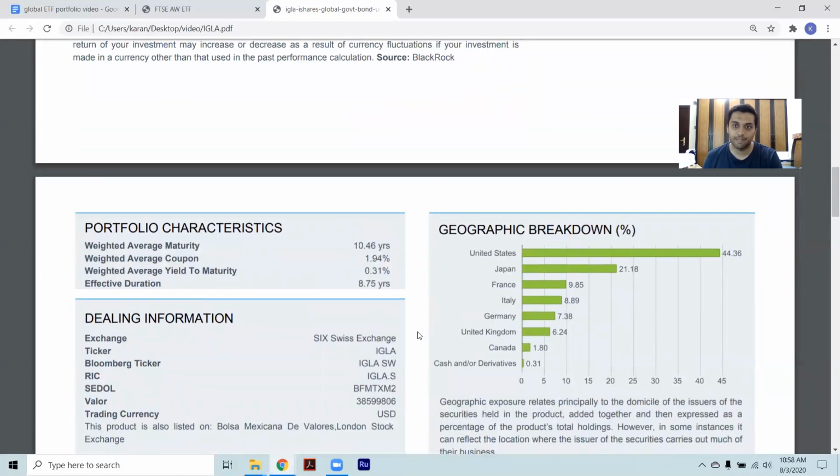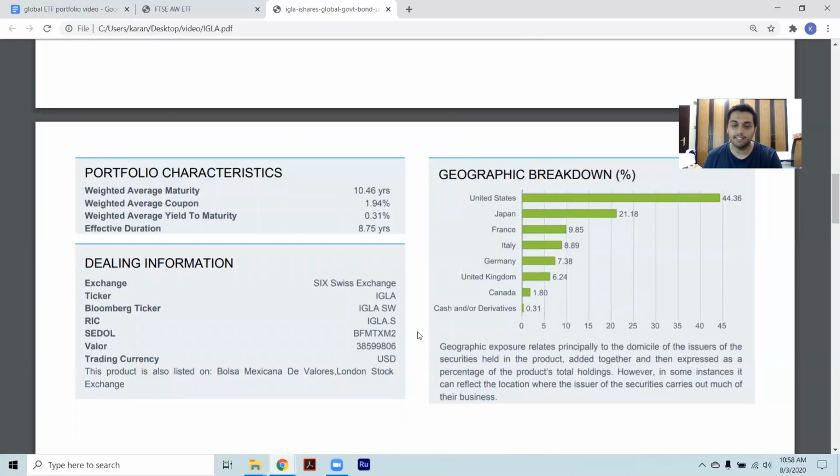Going through the geographic breakdown, we can see that the ETF is highly weighted towards the United States, Japan, France, Italy, Germany, United Kingdom. The ETF is highly focused on stable government bonds, and due to the United States being the largest economy, it's more so weighted towards the United States.